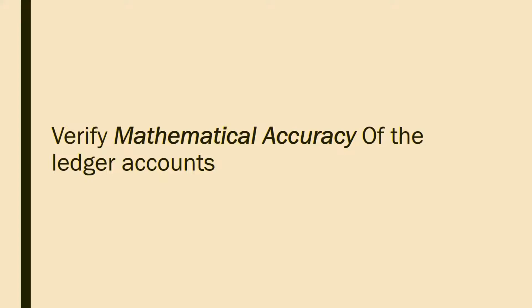So what happens is, if the balance in the control account does not match the balance in the ledger account, then that's an indication that one of the two has got an error somewhere in the calculations. So it helps identify if there has been any mathematical inaccuracies.